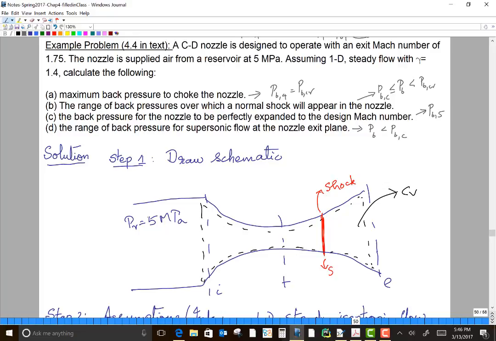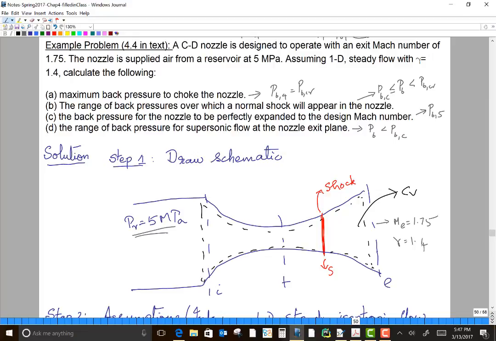So the reservoir pressure is given as 5 megapascal. We assume a shock exists, but that's just for representation purposes. Design Mach number, so your ME is 1.75, okay, and gamma equals 1.4.